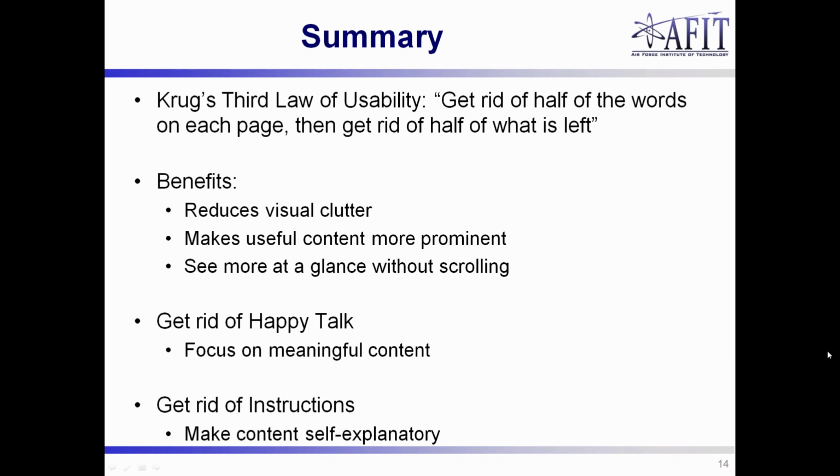So in summary, this presentation covered Krug's third law of usability: get rid of half the words on each page, and then get rid of half of what's left. All right, we talked about the benefits, which include reducing visual clutter, making your useful content more prominent, and making the pages shorter, which allows you to see more at a glance without scrolling. And the way you do this, you can get rid of happy talk, instead focusing on the meaningful content, and you can get rid of instructions by making the content self-explanatory.